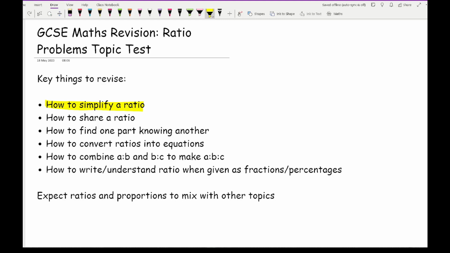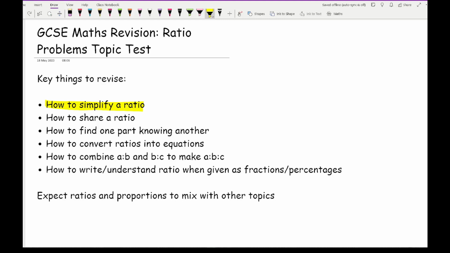So if you've got a scale of, let's say, 1 centimeter equals 3 meters, then in order to correct that scale, you'll need to make sure that both the numbers in that scale are the same unit. So you'd have to do 1 centimeter equals 300 centimeters. So just be mindful of that.